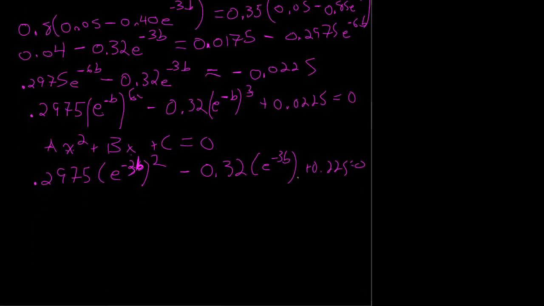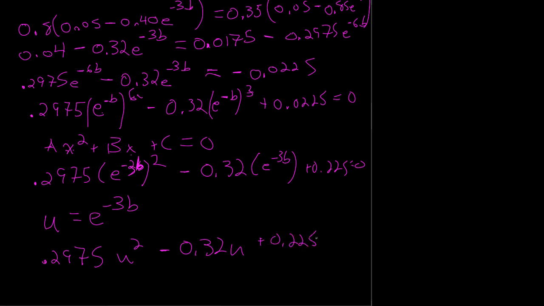So I can make a quadratic equation out of it if I say u is equal to e to the negative 3b. That becomes 0.2975 u squared minus 0.32 u plus 0.225 equals 0.